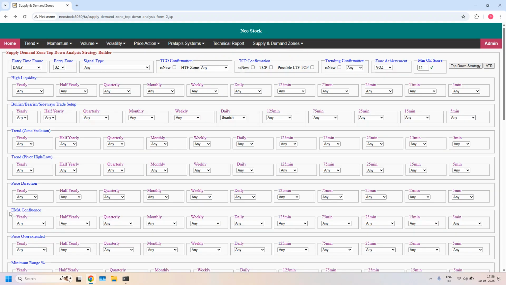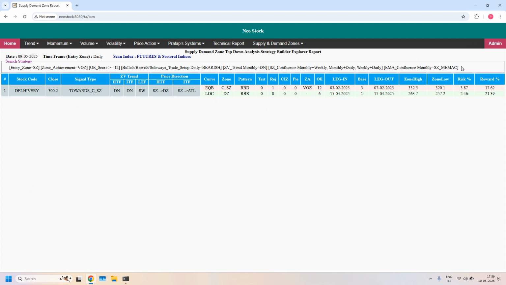So let's filter in the EMA confluence at monthly time frame, checking monthly supply zone with monthly EMA confluence. At the same time, trend on the monthly should not be sideways. It should be downtrend because it is bearish trade setup. So we got that 1 stock is filtered. That means this daily supply zone is having more high probability to get success compared to the others. So this is about bearish trade setup for monthly income trade.